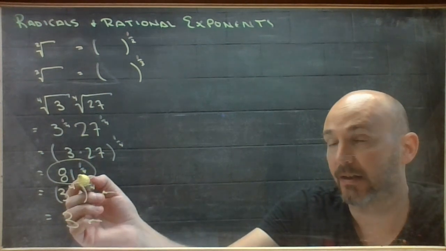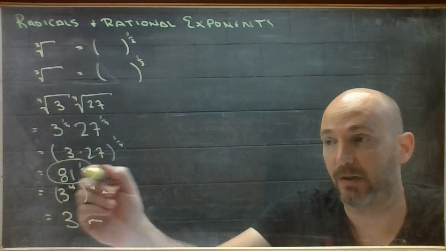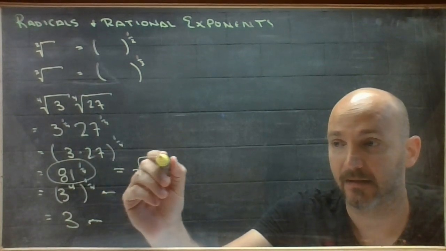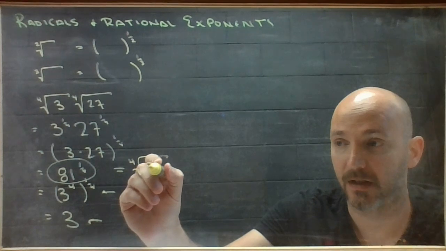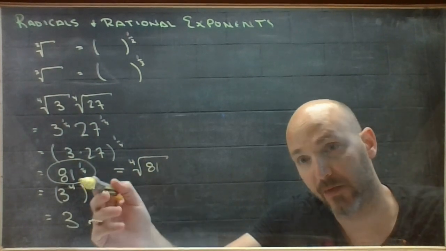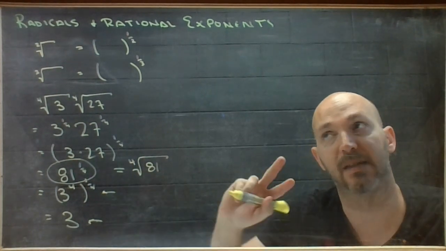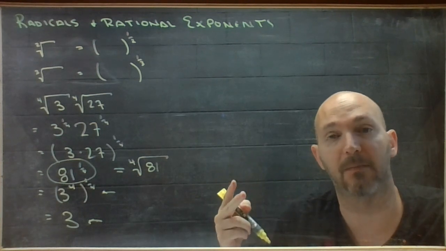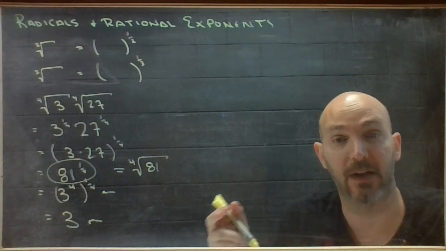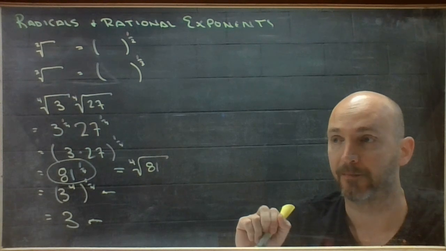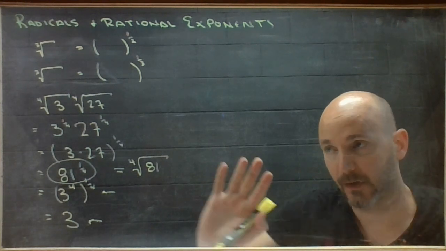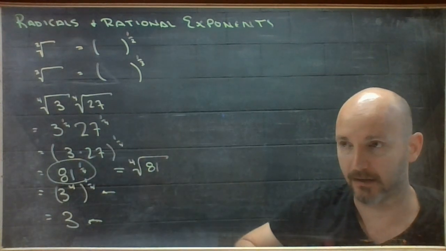If you don't like the fraction notation in the exponent, you could write this line as the fourth root of 81. You can flip-flop between these notations, the same way that you are allowed to flip-flop between a negative exponent and a thing in the denominator. Okay, I'm going to clean that off, and we'll try another one.